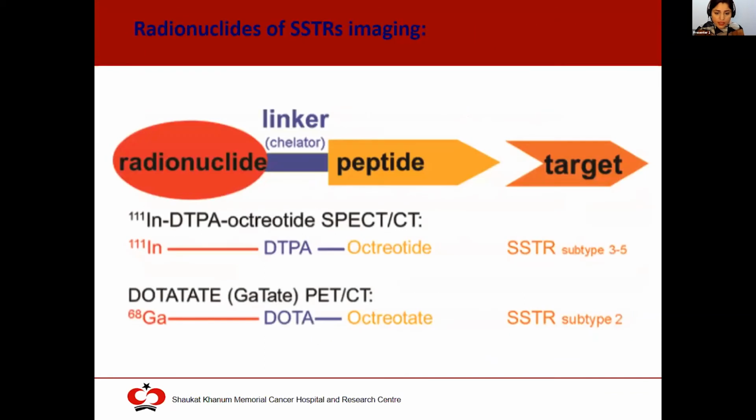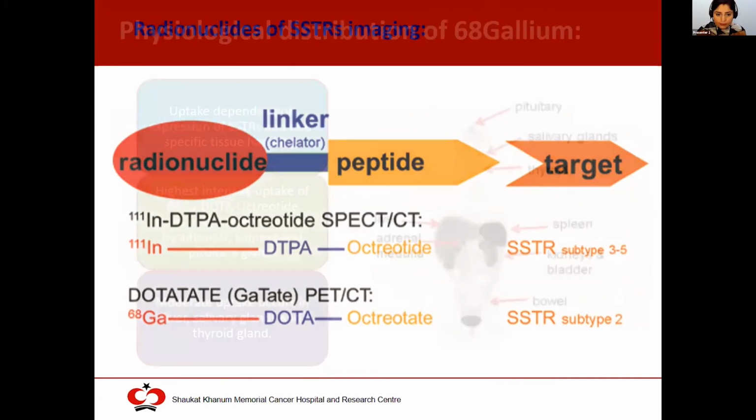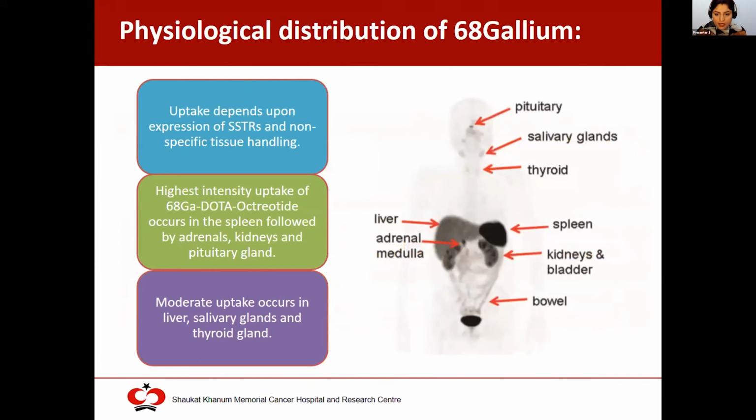Imaging has been done for decades using SPECT-CT, in which indium was used, which acts on receptor subtypes 3 and 5. But now in this era of PET-CT, gallium-68 has replaced indium, in which DOTA is used as a chelator and bound to the peptide, and it acts on receptor subtype 2. Gallium-68 helps in diagnosing the tumor site, but it also has a physiological distribution, with the highest intensity in the spleen, followed by adrenals, kidneys, and pituitary gland, and moderate uptake in the liver, salivary glands, and thyroid gland.